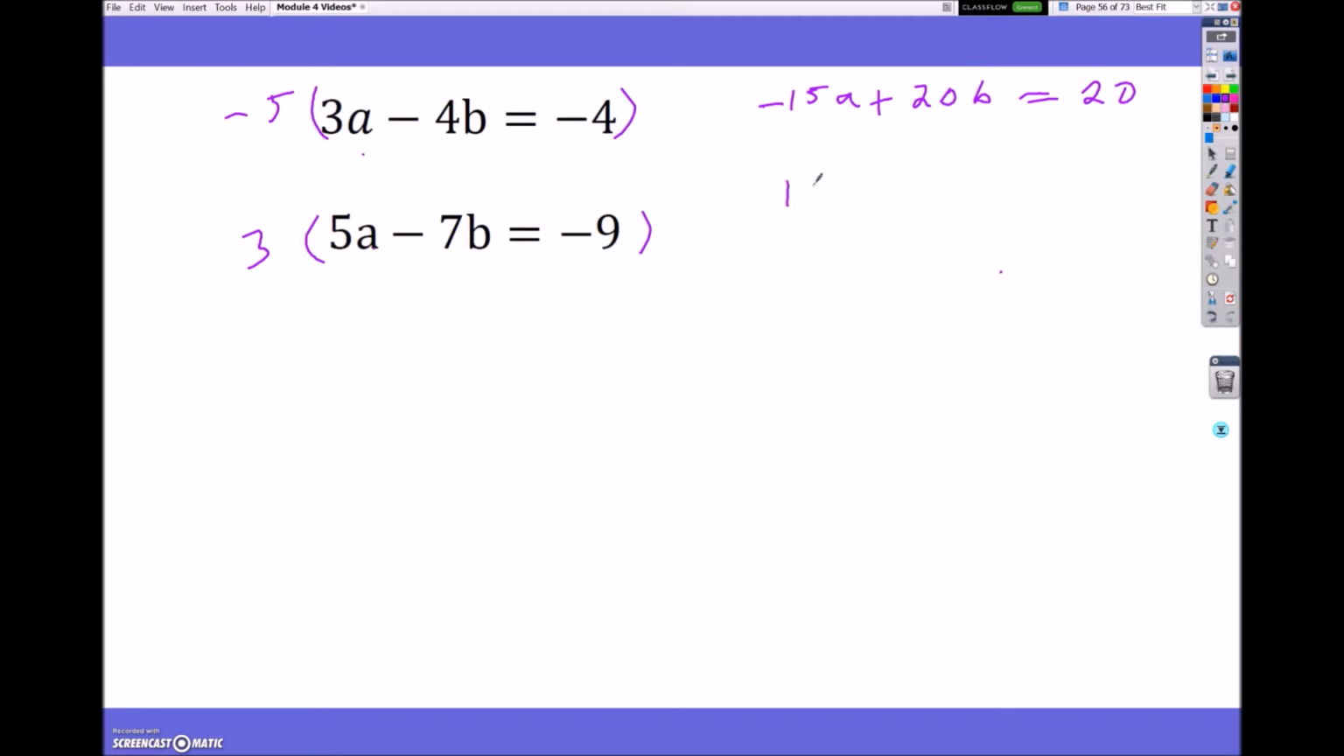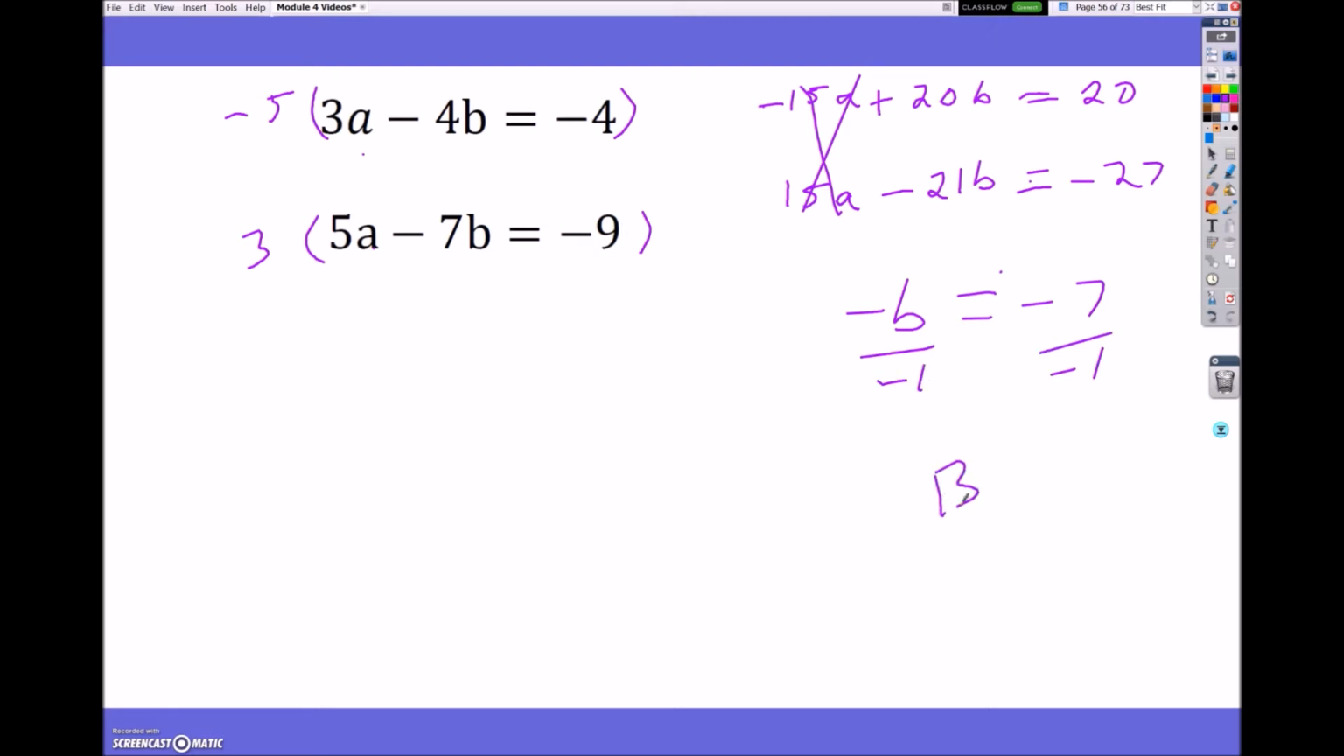On the bottom equation, I'm going to have 15a minus 21b is equal to -27. So these are going to cancel. I'm going to have -b is equal to -7. When I divide both sides by -1, I'm going to have b equals 7. So now that I know what b equals, I'm going to plug it back into one of these original equations. And so that will be 3a minus 4 times 7 is equal to -4.